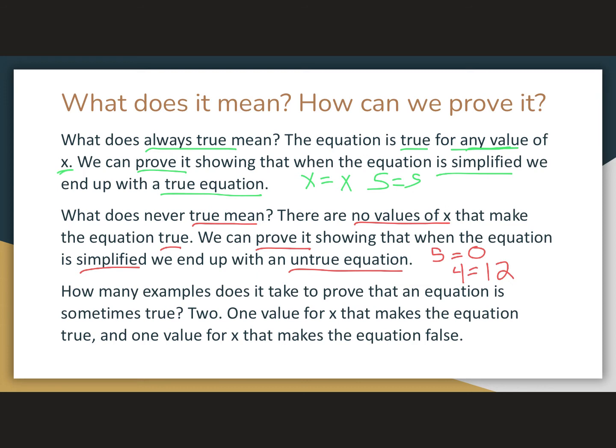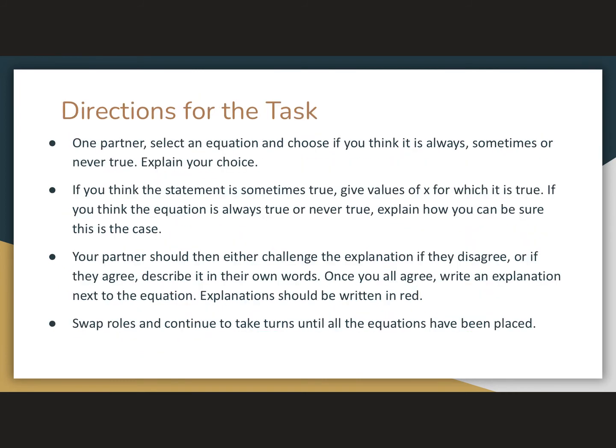And finally, the last option is that it is sometimes true. So how many examples does it take to prove that something is sometimes true? In this case, we need 2 examples. I need you to give me one value for x that makes the equation true and one value that makes the equation false. So that's what you have to do for is it sometimes true.